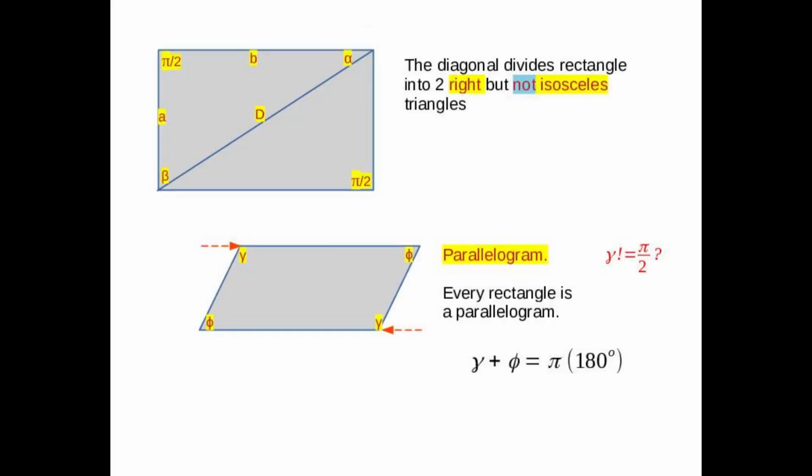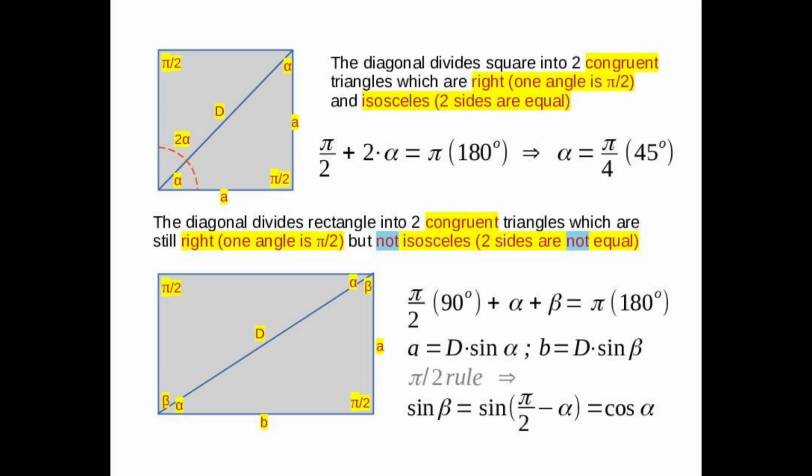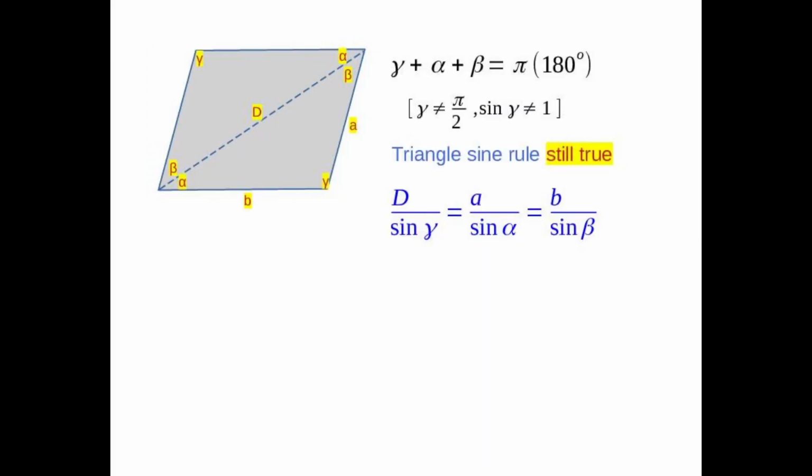The next page, we introduce a parallelogram, but before we do, the triangle sine rule shown in blue for the special case of a right triangle, gamma equals pi by 2. Compared to the equations listed in the previous page. Now definitions of rectangle versus parallelogram. A diagonal divides rectangle into two triangles, not isosceles, but still right-angled. A parallelogram, though, is divided into two triangles, which are still congruent, but not right-angled anymore.